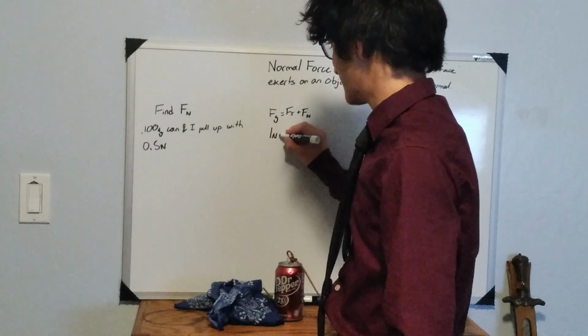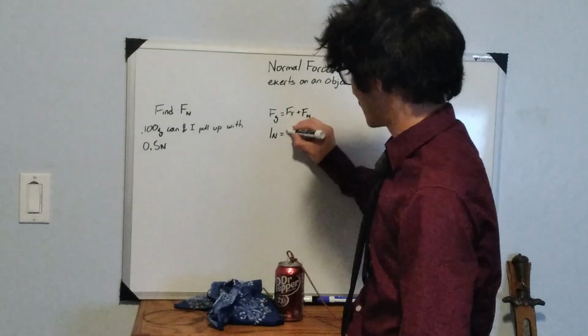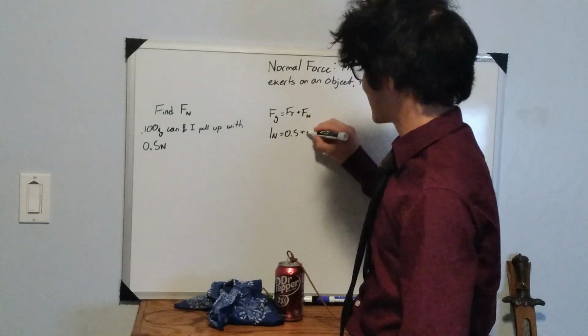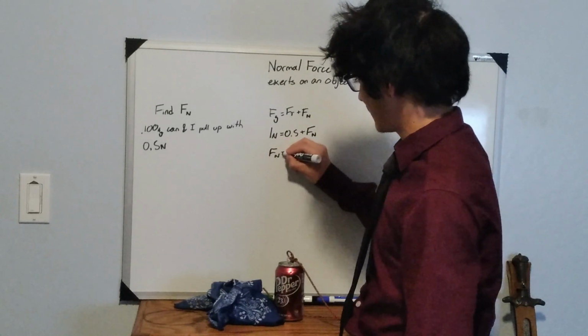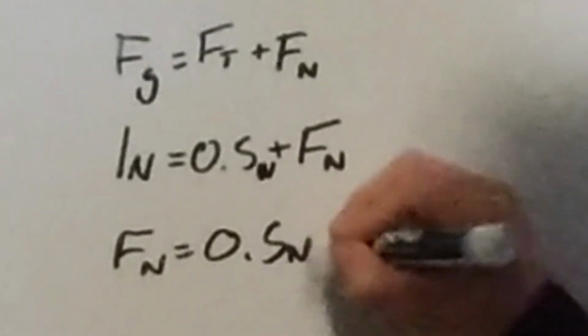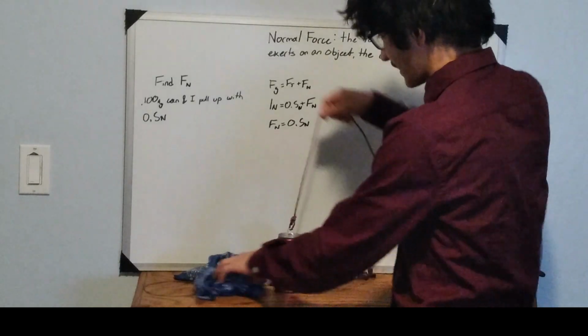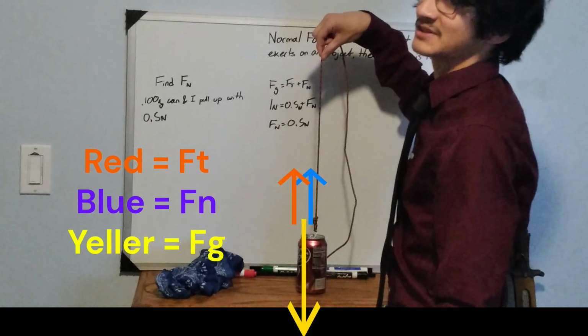So this is 1 newton downward, and it's equal to 0.5 plus the unknown normal force. So we can just solve for that, subtracting 0.5 newtons from both sides. So if I pull up with half the can's weight, then the normal force is doing the other half's work.